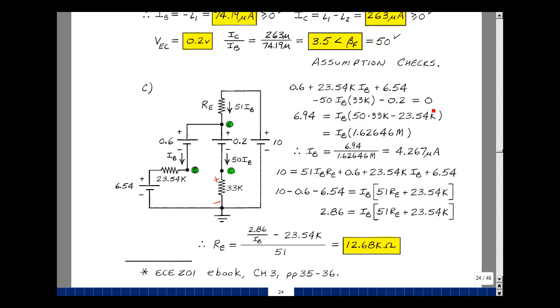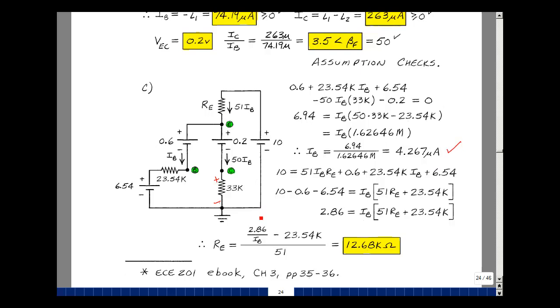This is one way of doing Kirchhoff's voltage law. Putting the 0.6, the 6.54, and the minus 0.2 together, it's 6.94. I want to put this on the other side of the equation, so I'm going to get a minus 23.54 K times I sub B. This will be a plus 50 times 33K. And you multiply this out, you get 1.62646 megohms. I can solve for I sub B. It's going to be 6.94 divided by 1.62646 times 10 to the 6, and that's 4.267 microamps. And we need to check that that's greater than or equal to 0, so that's good.